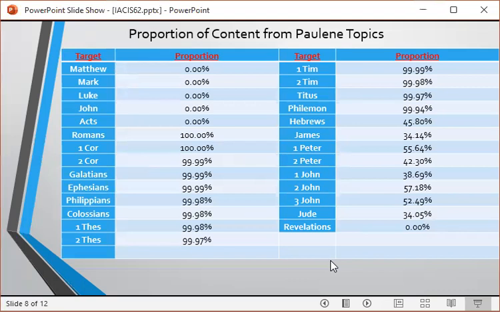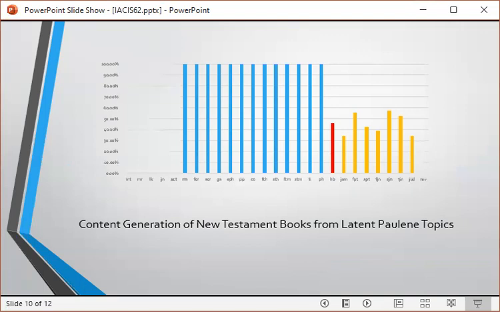And the results are graphed into the following figure, which is a little easier to visualize. So in this, we see that the book of Hebrews has 45% of it generated from topics that were also used to generate Pauline text. The books with Paul as the known author show a high percentage of the text is generated by the Pauline topics from the LDA model.